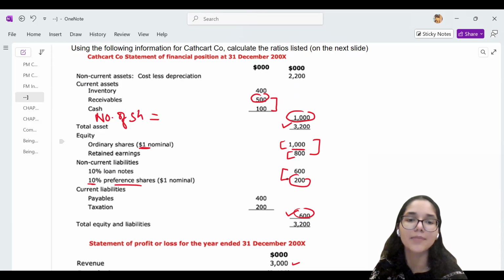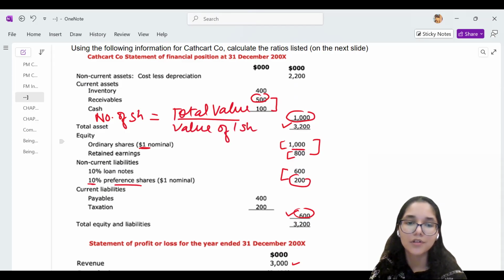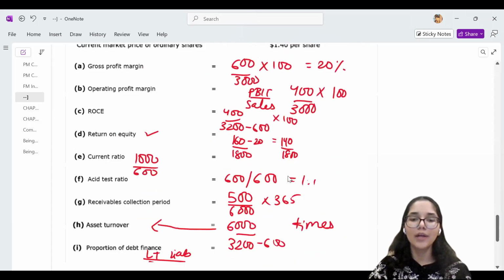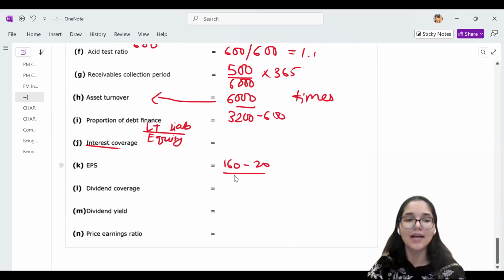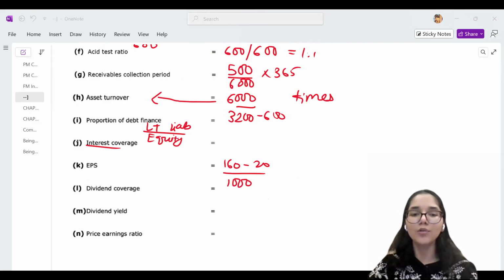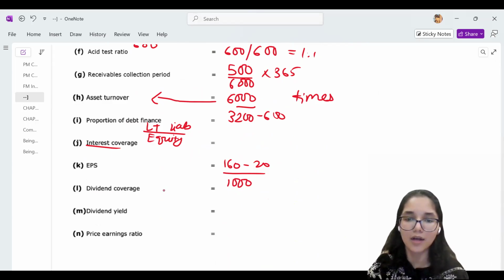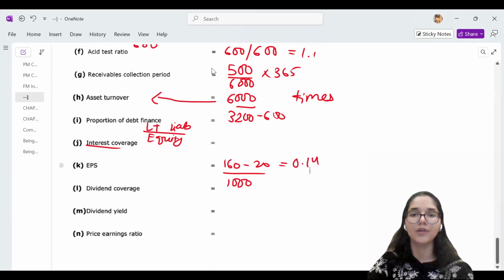Number of shares will be equal to total value divided by value of one share. So the total value is given to us as 1000 and the value of one share is 1. That means the number of shares is also 1000. So you will take the money that is left and divide that by 1000. Here you will get the EPS, the earnings per share. I think this is going to come around to 0.14, right?